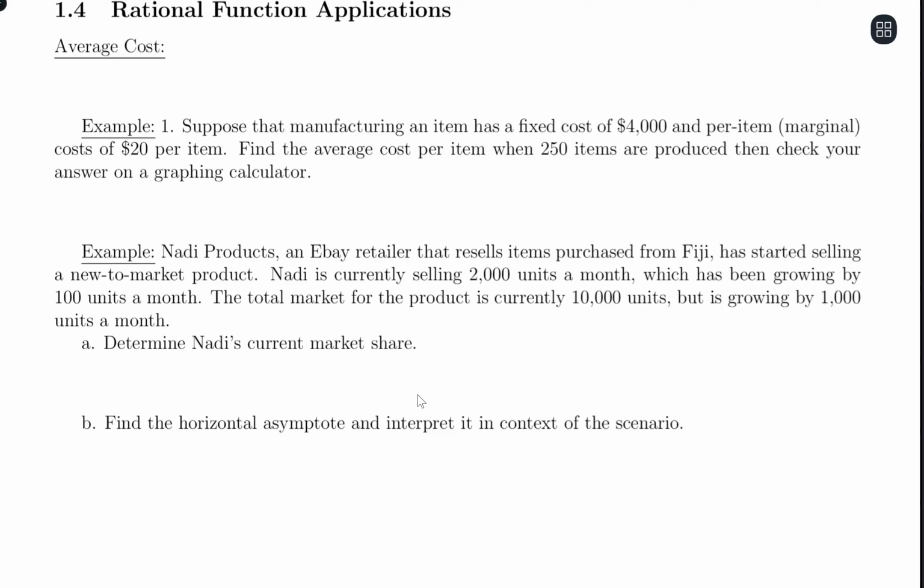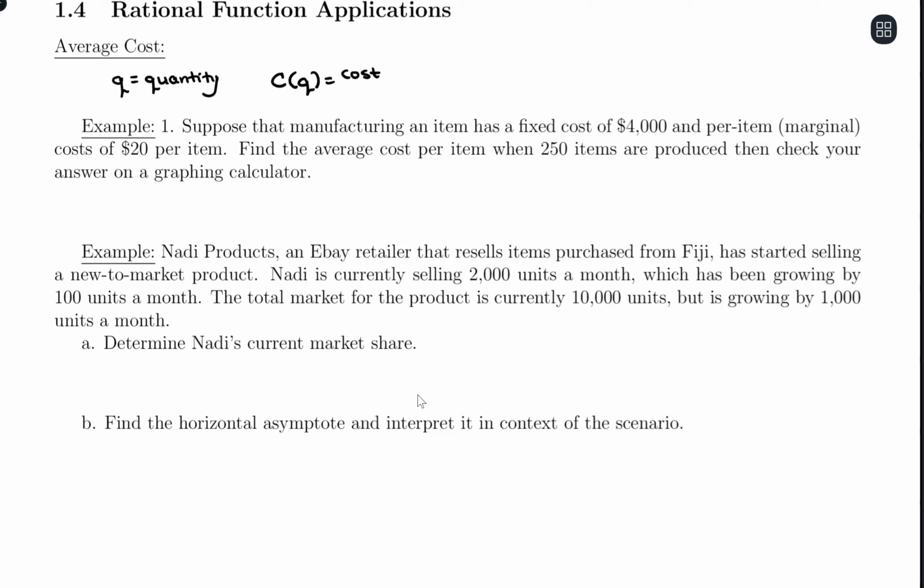Let's talk about applications that can come up with these rational functions. So one scenario is going to be calculating average cost. A variable that we're going to use when calculating average cost is the quantity of items that we're looking at. And the idea is that we'll have a function for cost. So we'll have some C of Q that calculates the cost of the items based on the quantity.